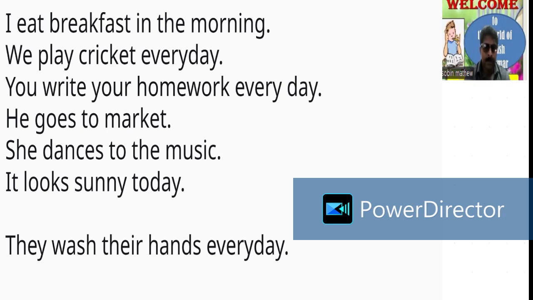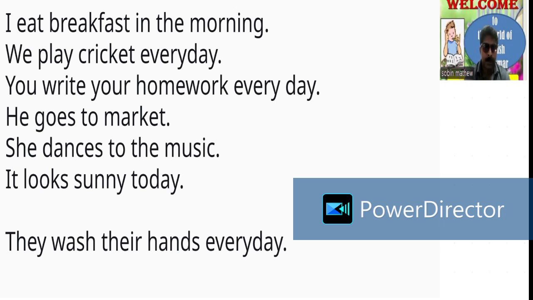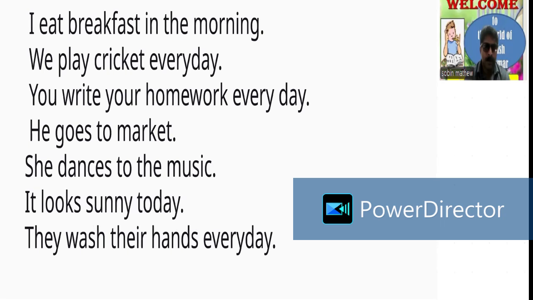They wash their hands every day. The teacher reads the sentence: they wash their hands every day. The teacher asks all students to read the sentence together. Then all the students together read the sentence: they wash their hands every day.